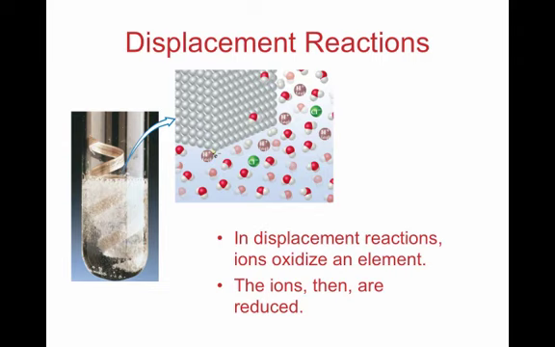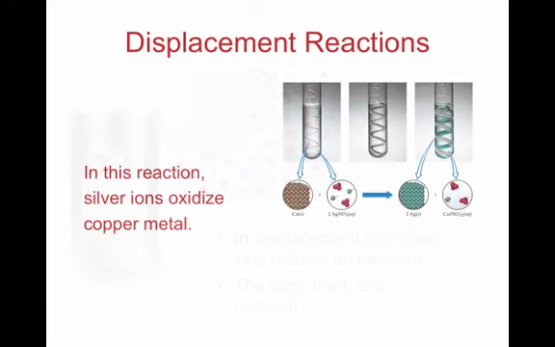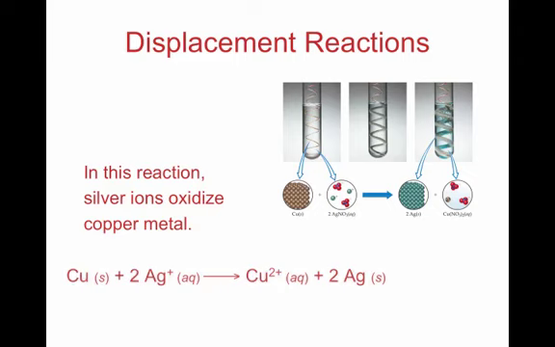In a double replacement or a double displacement reaction, the ions change partners. So you have two completely different types, and we've already talked a little bit about these in terms of metathesis reactions. So in a displacement reaction, ions oxidize an element, and the ions then are themselves reduced. So what is oxidation? What is reduction? Well, if you lose an electron, you're being oxidized. If you gain an electron, you're being reduced.